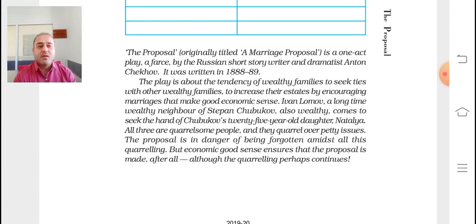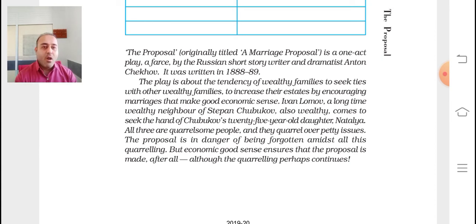So we have seen this thing in our culture also. The rich families try to get their children married to other well-known and rich families, and when both the families are joined through the marriage, they have a monetary gain. They will become more and more wealthy. So that is the intention.